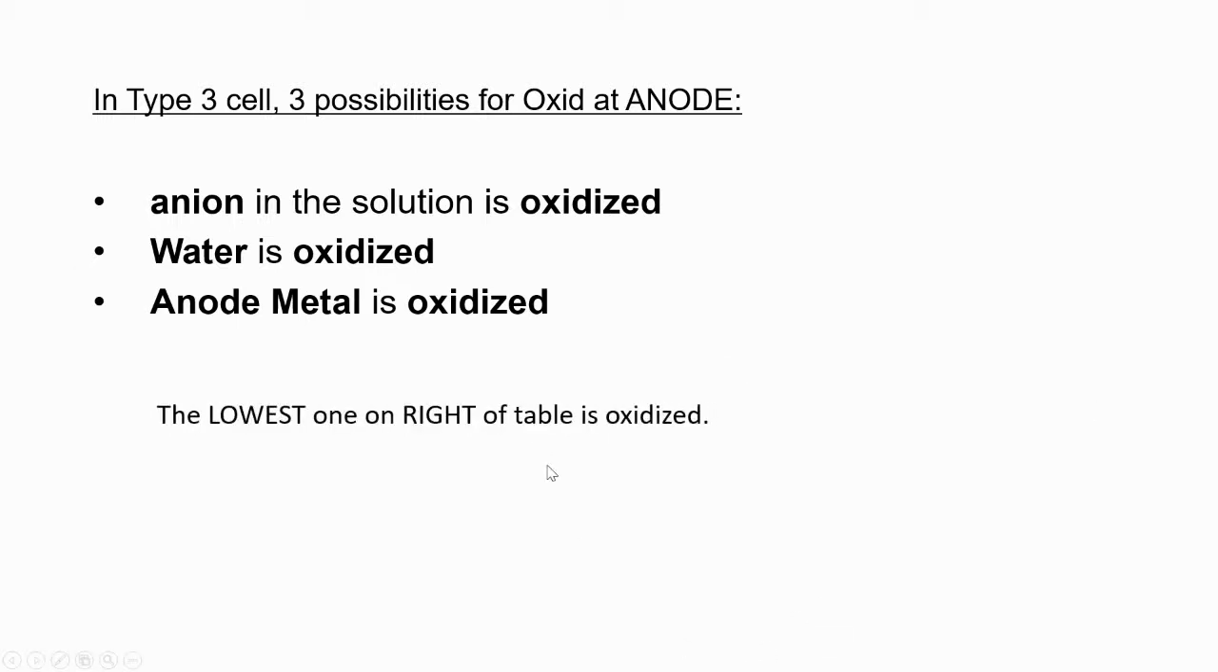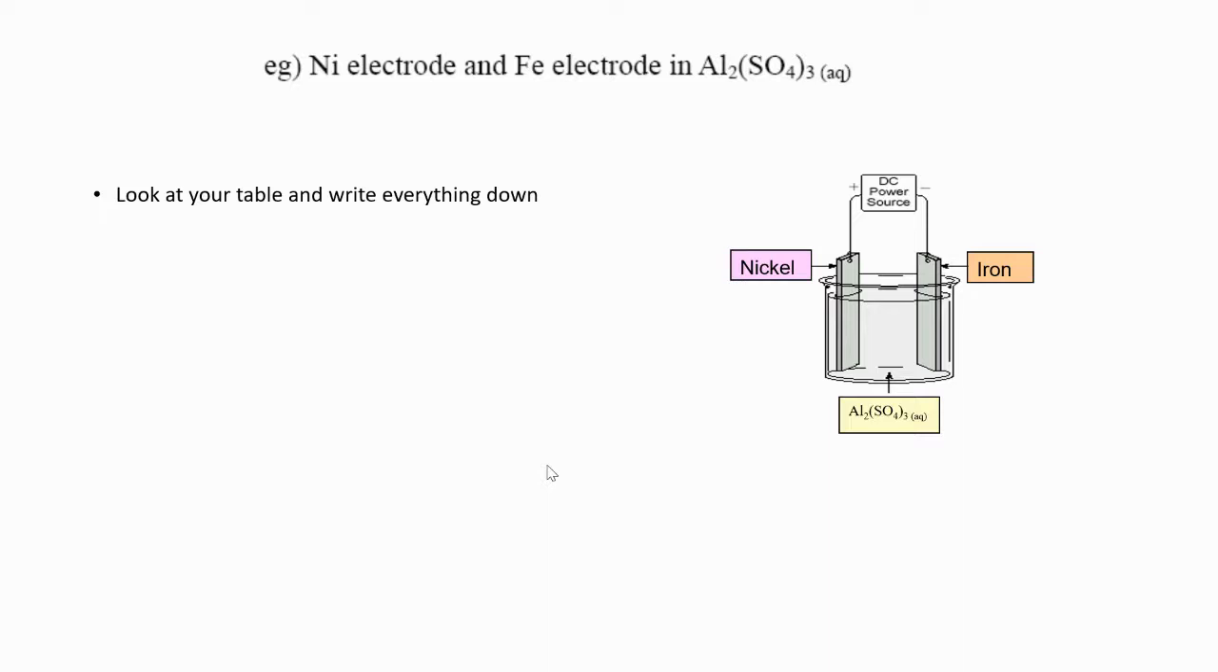All right, so let's look at a problem. We have a nickel and iron electrode, and in the solution we have Al2(SO4)3, and these are aqueous. We want to figure out what is going on where. So look at your table. This is how I do it. I'm going to write everything down like I would have my table. Hopefully you have your table out. If you don't, pause it, go grab your table.